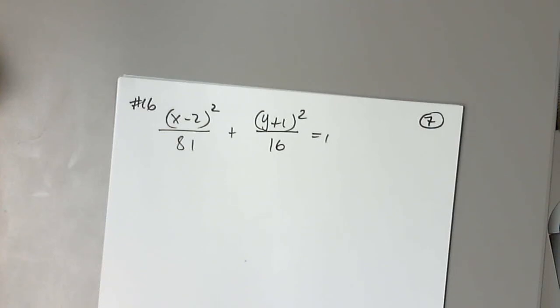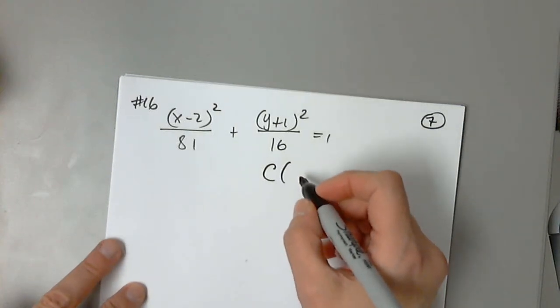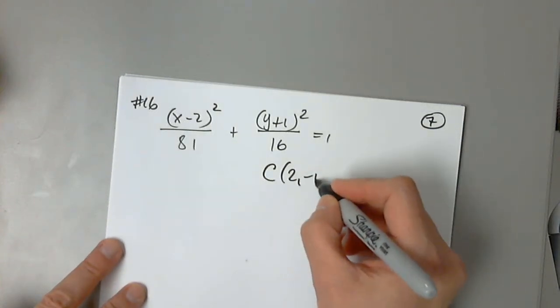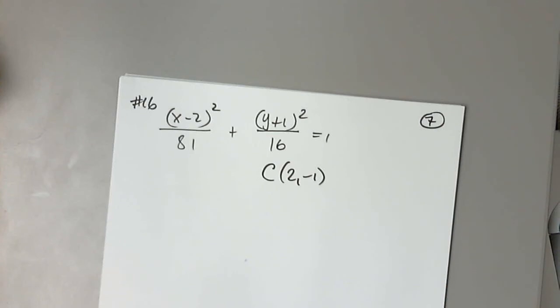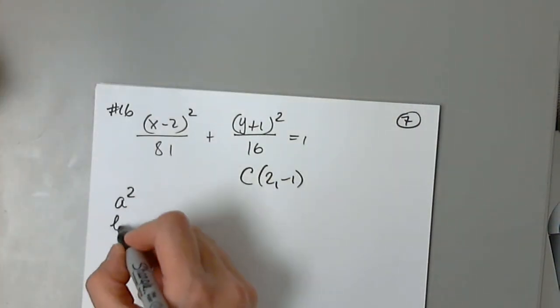Right. Good question. Okay, can anyone give us the center of this ellipse? 2 and minus 2. Careful, careful. One more time. Minus 2, 2 and minus 1. 2, -1 is the center of the ellipse. Very good. Awesome. Can anyone give us a squared and b squared?